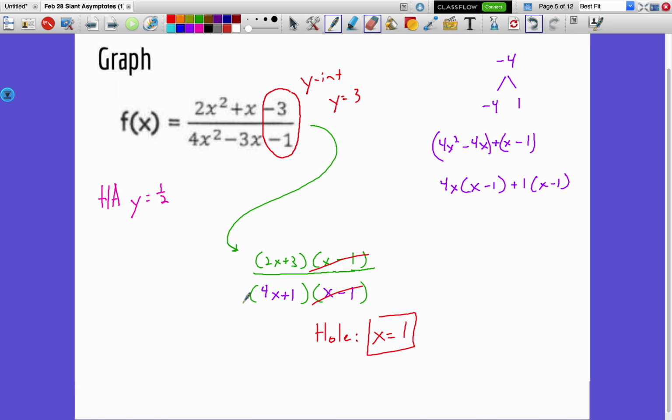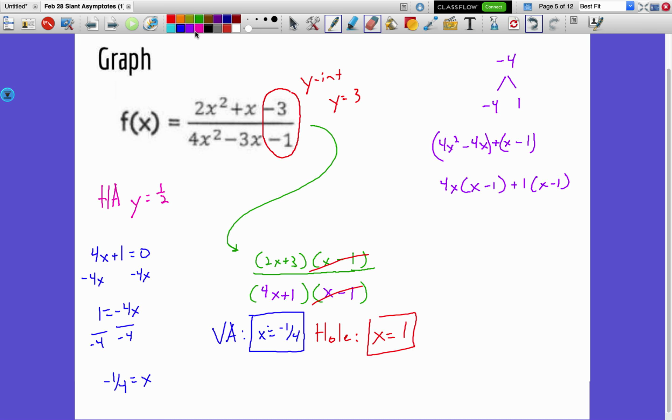All right, and now this factor doesn't cancel out, so it's going to cause a vertical asymptote. And figuring out where that's going to be, maybe we can set that equal to 0 and solve. Get 1 equals negative 4x. So negative 1/4 equals x is our vertical asymptote. So at x equals negative 1/4.